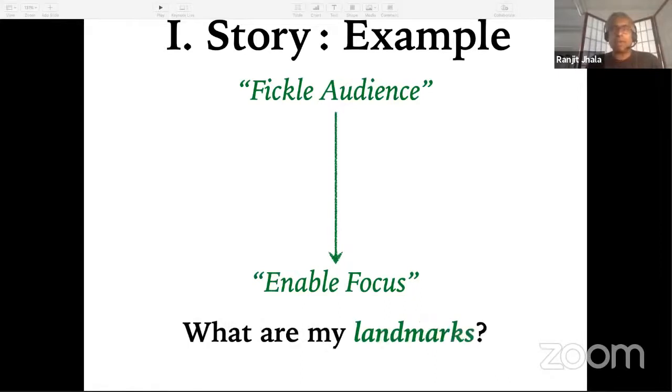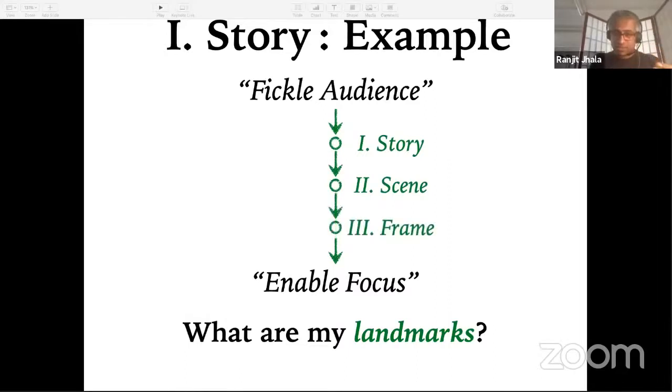And so the way I'm going to think of my landmarks is literally this. First, I'm going to tell you about the story. Then I'm going to tell you how to break your story up into individual scenes. And then I'll tell you how to break individual scenes up into frames. And at that point, I will have given you my design recipe, so-called, for building talks that help the audience maintain focus.